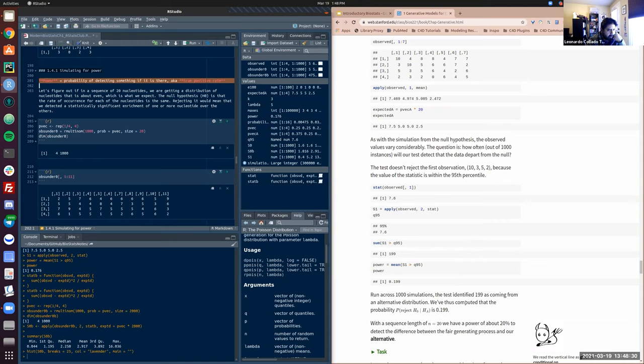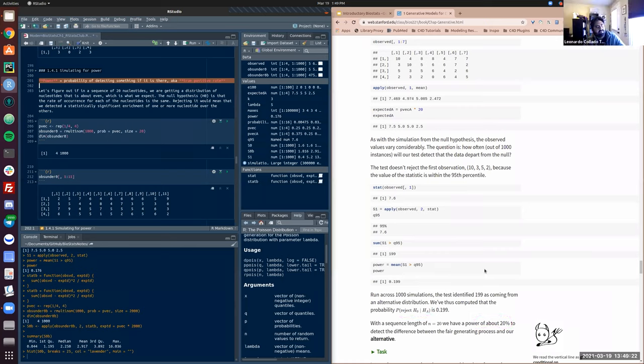So here we're actually going to compute this other probability, which is the probability that we're rejecting the null hypothesis on the alternative. And the way we can compute that is by simply dividing the number of cases that we found by the number of simulations that we ran. We ran 1,000, so 199 divided by 1,000 is 0.199. And so right now we have a power of around 20%. So this formula right there is the same as power, just defined in statistical terms.